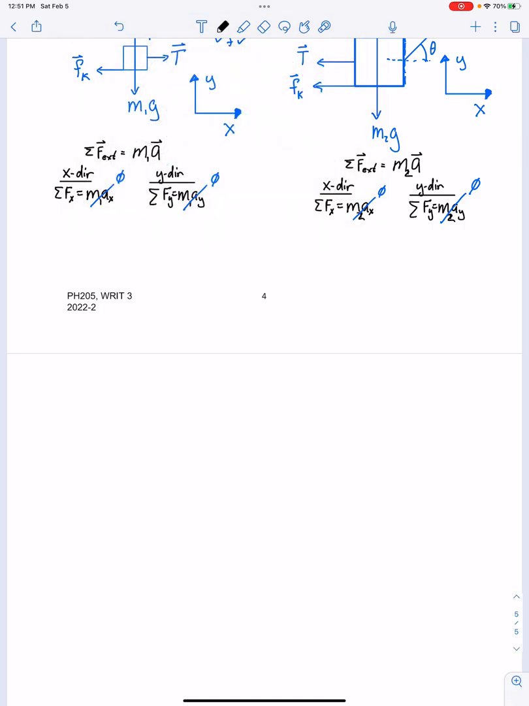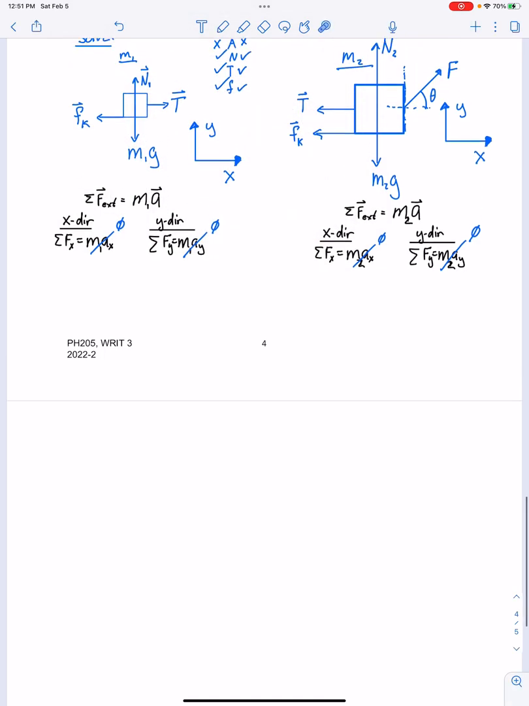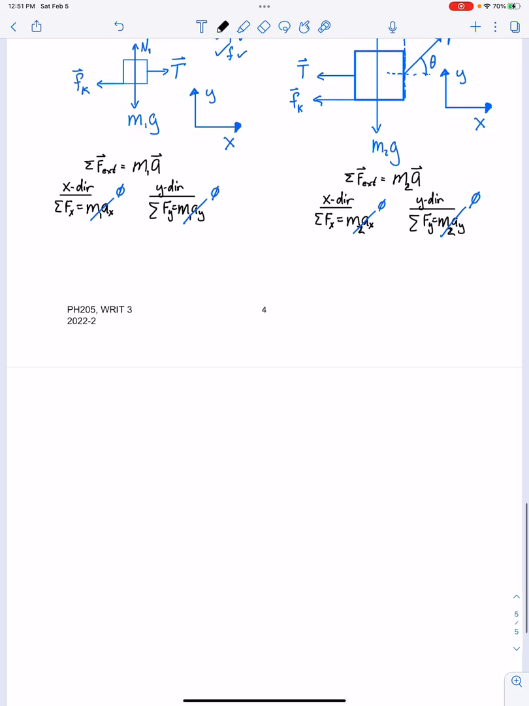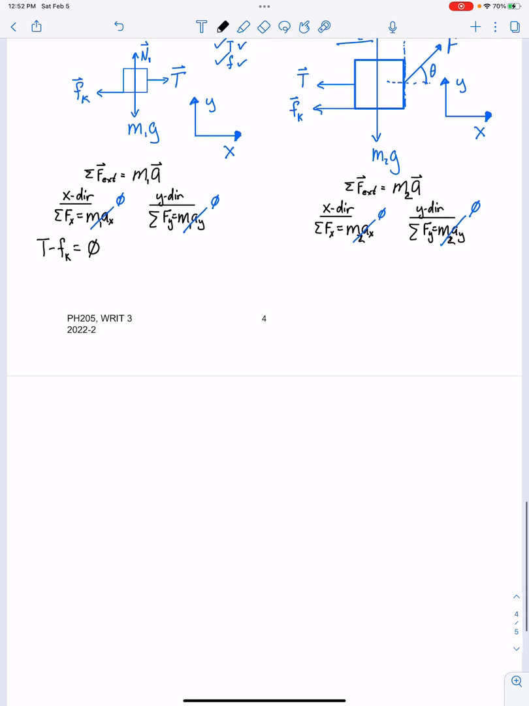All right, so if we add the forces in the x direction, we come back here to block 1, remind ourselves what's pointing in the x. I've got tension, I've got friction. Those two forces: tension's positive, friction's negative because it's pointing backwards. And those have to add up to 0. All right, we can move on to the next one.